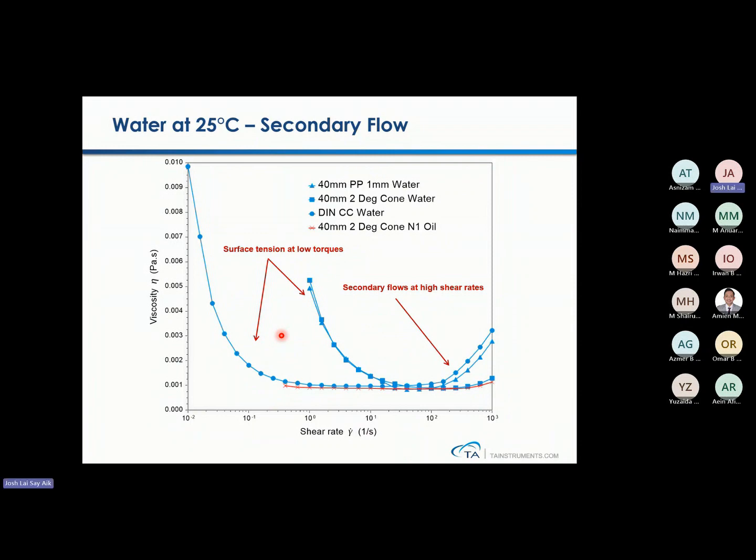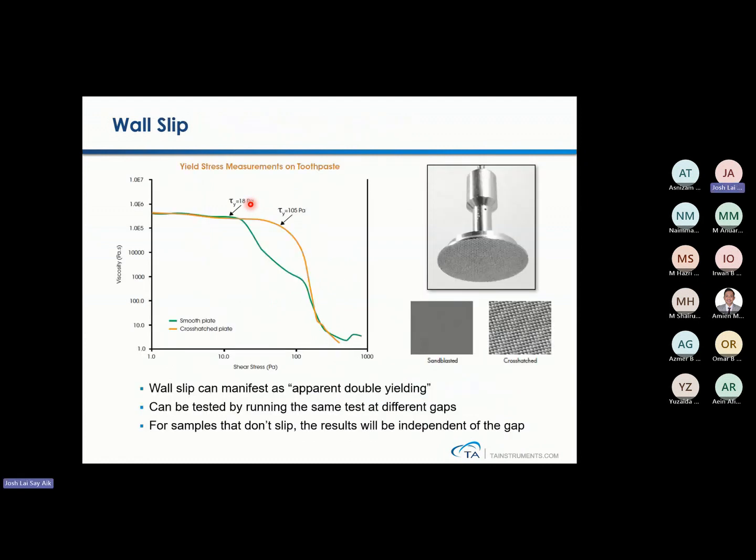So when doing a flow test, you also need to be very careful when you have, let's say, aqueous solutions. Normally at high shear rate, you have a slight increase in the shear rate. It can typically be due to secondary flow. Also, sometimes at very low shear rate, you have an increase in the viscosity, and this can be due to surface tension on your samples.